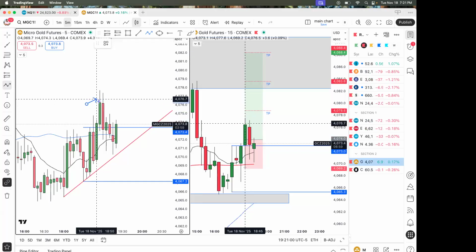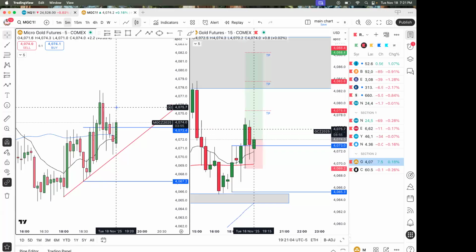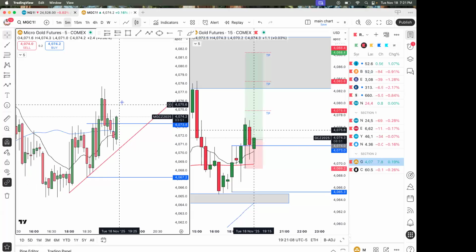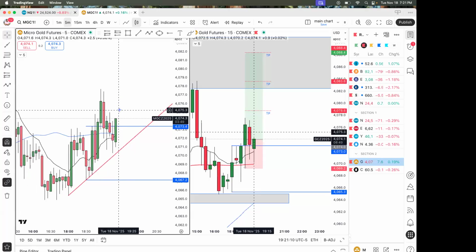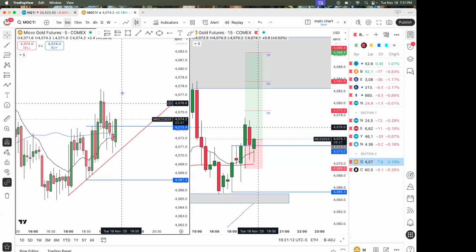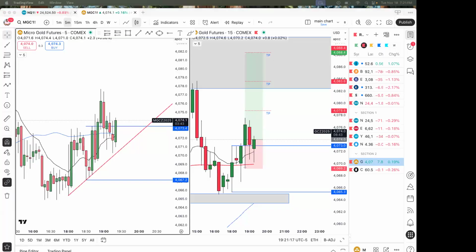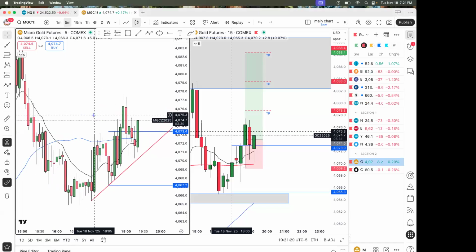But the difference between y'all, I don't really look at the 5. I don't get in on the 5. The only way I get in on a 5 is if I'm late or something and it's already been going up on the 15. Like I count the 15 to get in. Yeah, I do that too. I look at the 15 mainly, man. The 5 is cool, but yeah, I definitely hop in on the 15. That'll save you some losses.